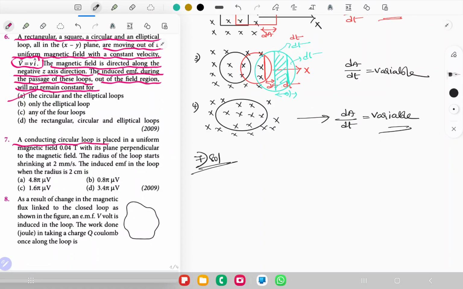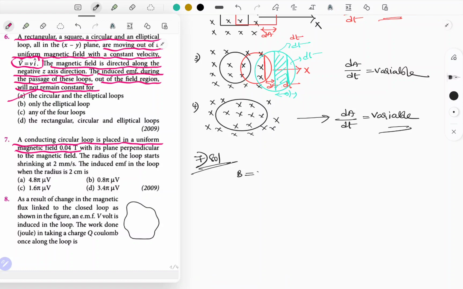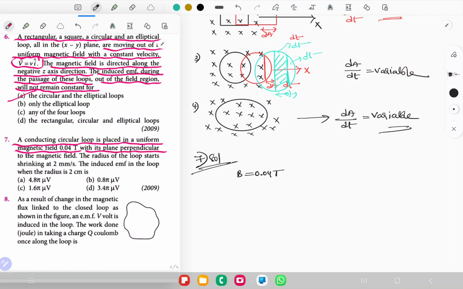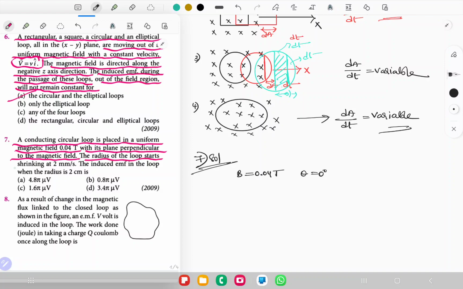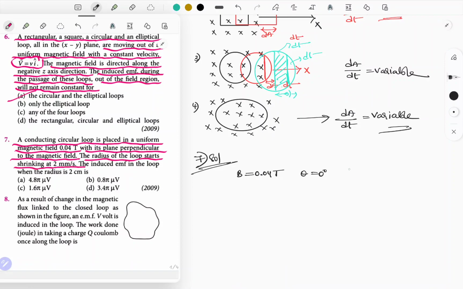A conducting circular loop is placed in a uniform magnetic field B equal to 0.04 Tesla with its plane perpendicular to the magnetic field. That means theta is equal to 0 degrees. The radius of the loop starts shrinking at 2 mm. Already we solved this kind of model. dr by dt is given as 2 mm per second. The induced EMF in the loop if radius is 2 centimeter.